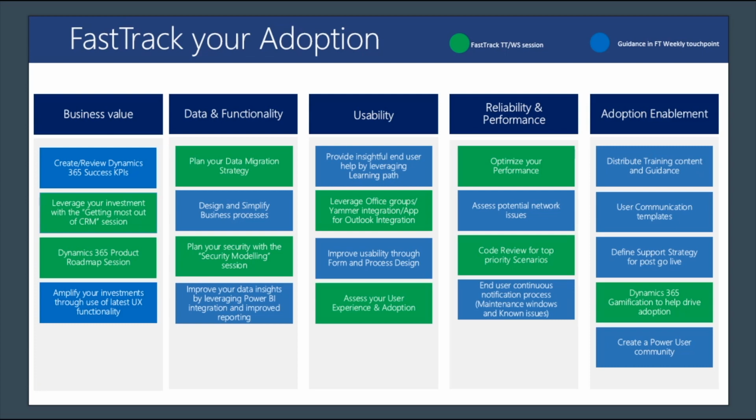So for business value, we can certainly discuss with you the success KPIs that you would create. This is also where, in this particular area, if you had a customer success manager, you would do what they call a success planning workshop where these types of things would be addressed. But from a Fast Track perspective, we can certainly discuss with you your success KPIs for your implementation and what you're looking at and your expectations.